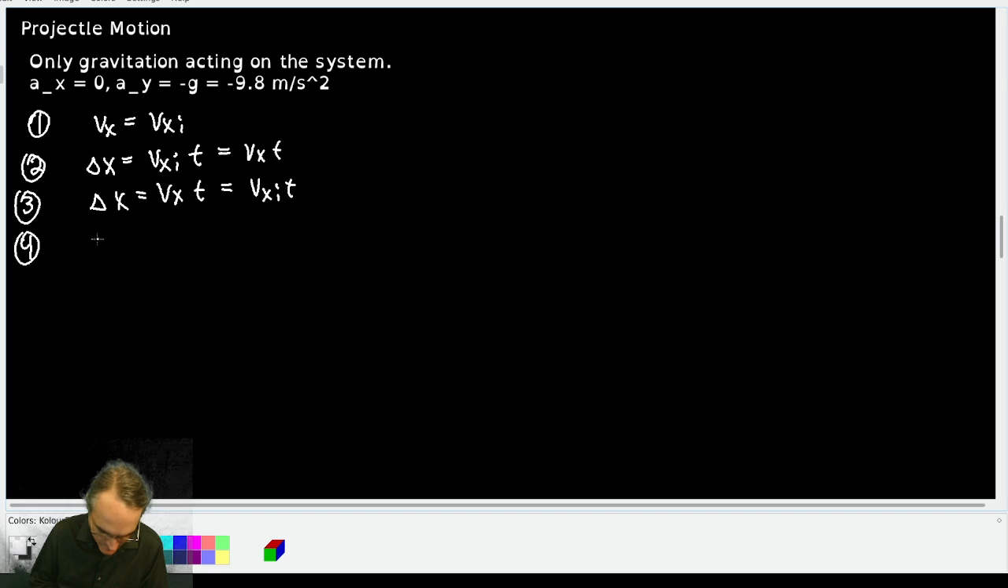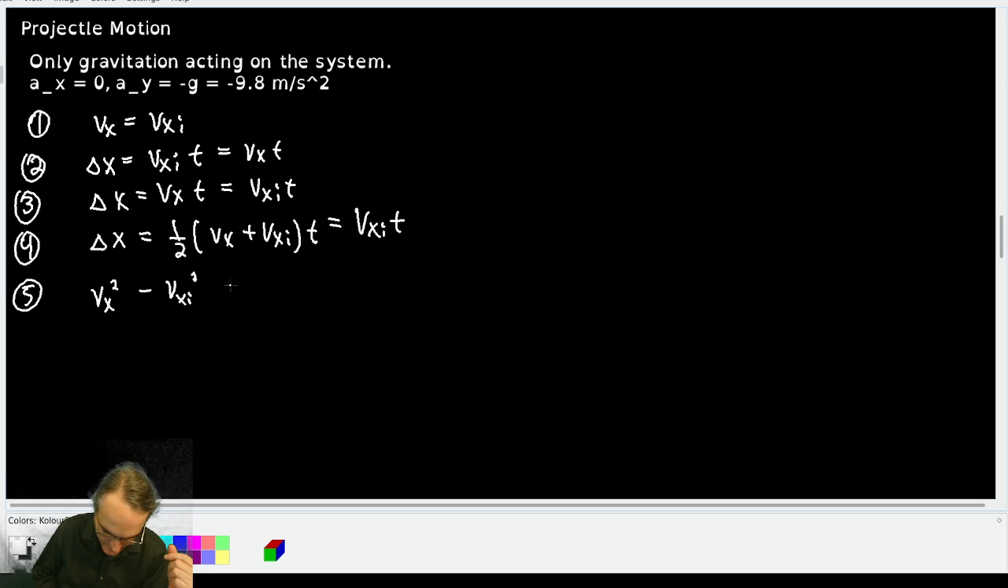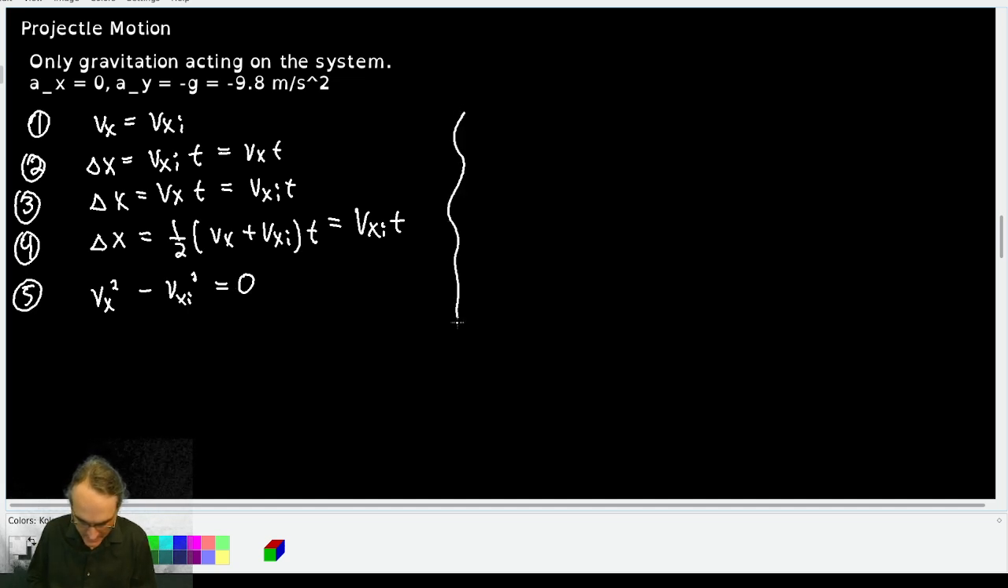The fourth one is also very boring, because delta x will just be equal to 1/2 (Vx plus Vx initial) times t, but these are equal to each other. So you can simply say that this interior part is just 2 times the initial velocity in x, which the 1/2 and the 2 cancel. This will just be saying, same as the two equations above, that it's equal to Vx initial times t, or the final. The fifth one just ends up saying that Vx squared minus Vx initial squared is equal to 0. Like I say, the x component gets very, very simple to deal with.